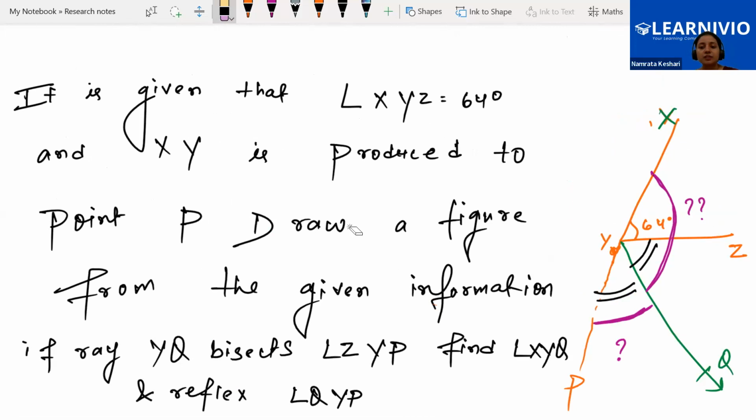Can we say all together it's a linear pair? Yes, ma'am. This complete angle is 180 degrees. So 64 degrees plus this angle, again the same angle. We can call it x. So can we say 64 plus x plus x equals 180? It's a linear pair. Yes, ma'am. From here, take out the value of x and let me know what you are getting.